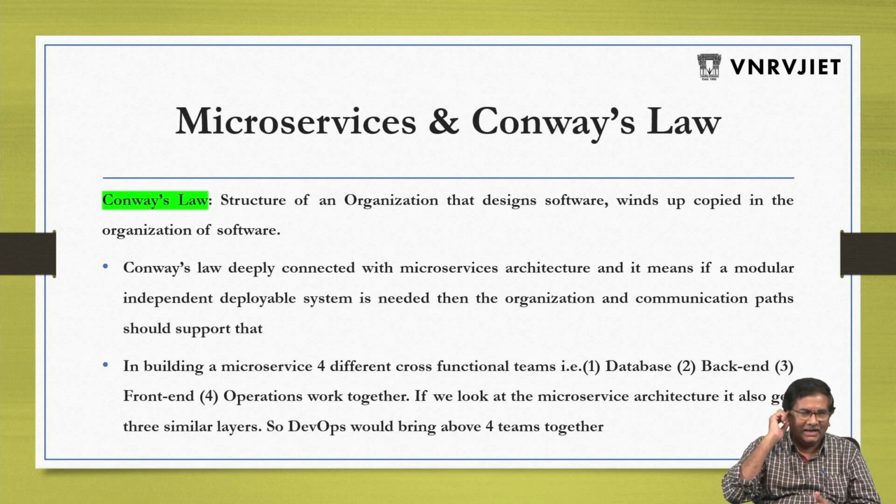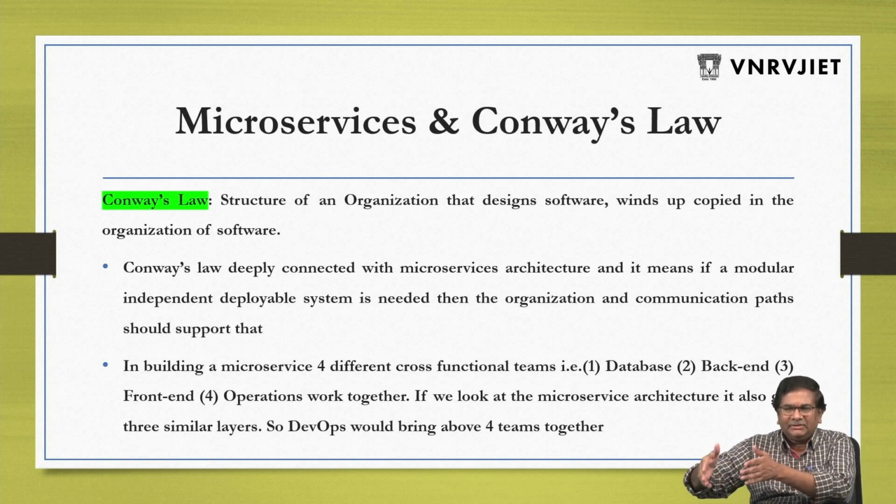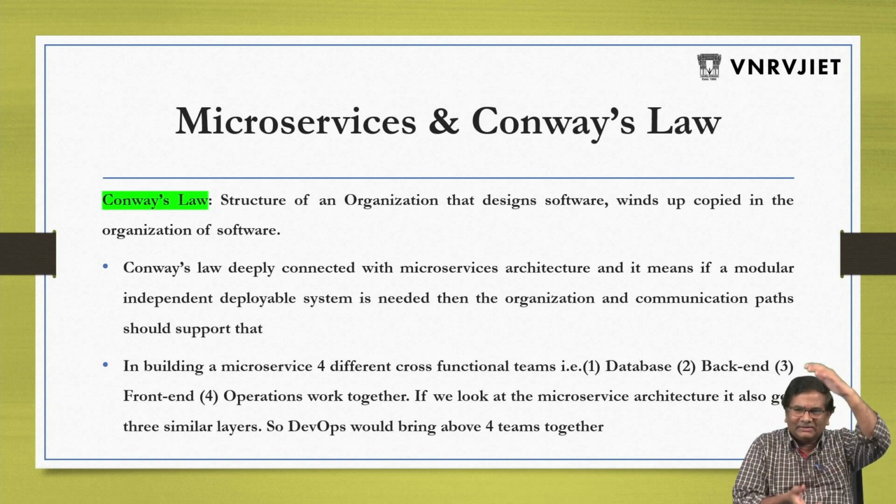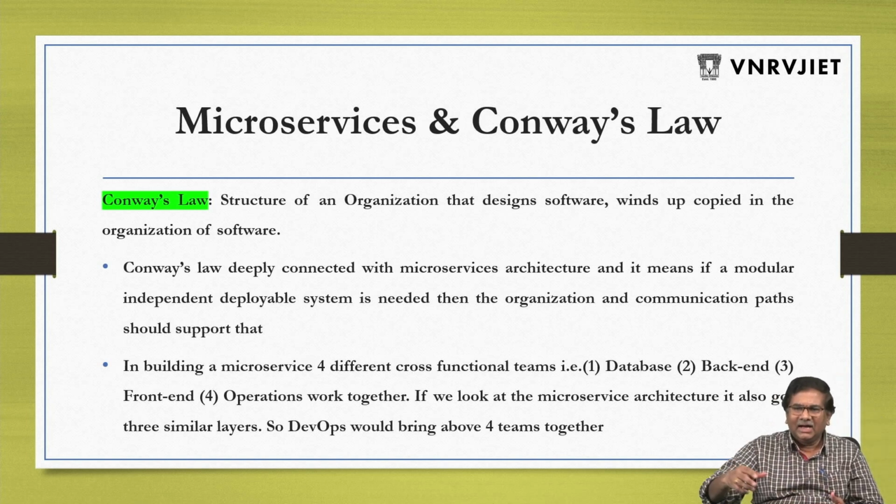For example, the second bullet point talks about how, in building a microservice, 4 different cross-functional teams need to be involved: database, backend, front-end, and operations. These 4 teams need to be involved. Now, if you look at the microservice architecture, you have front-end, you have the middle tier, you have the backend. Middle tier is nothing but the service components, right? So business functionalities, and the data access layer, and the database, right? So you have all 4, and the operations team for CI/CD deployment. That's what it talks about.